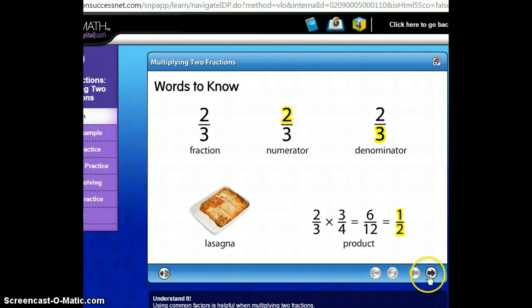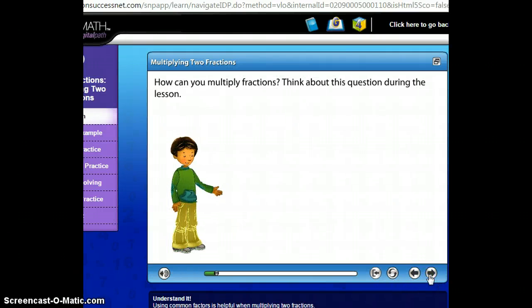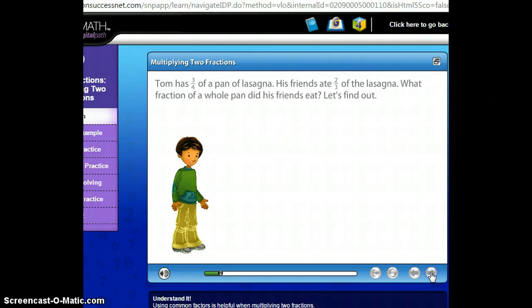Yes, it's any answer you get to a multiplication problem. How can you multiply fractions? Think about this question during the lesson.